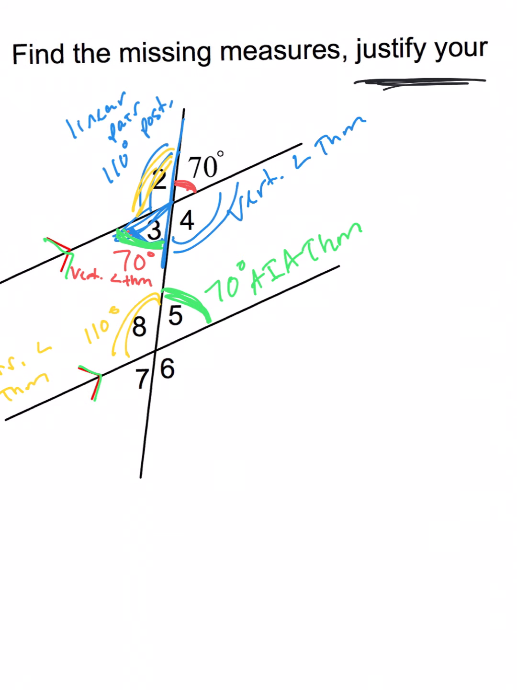Okay, now from here, I could use the vertical angle theorem to come up with 5 and 7 being the same, okay? But let's see, I'm going to try to practice some other ones for you, so that way you'll see that there's lots of correct ways of doing this.